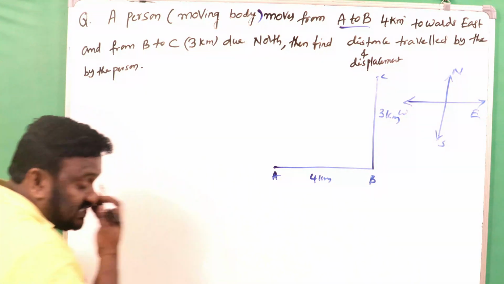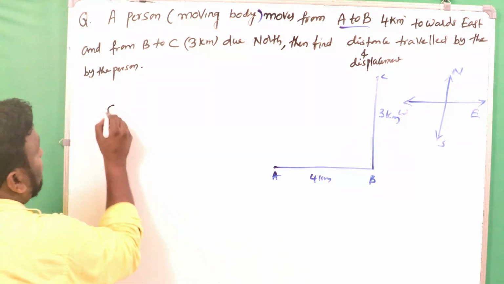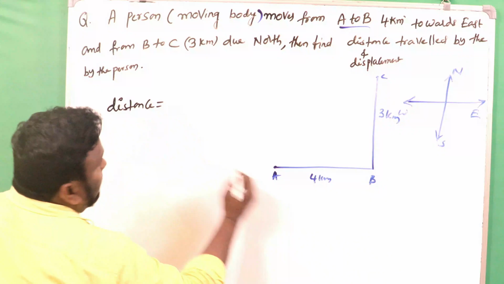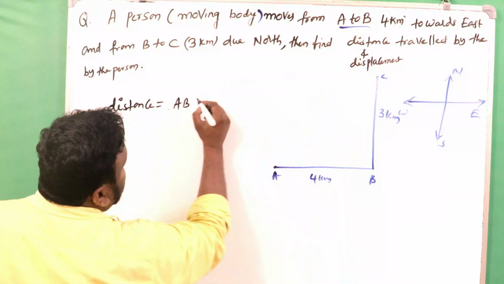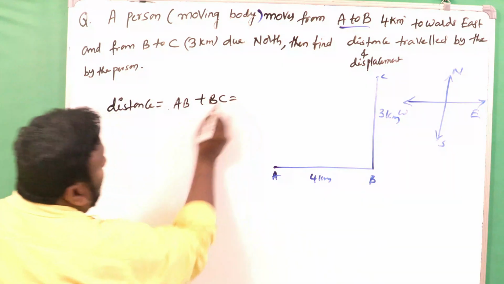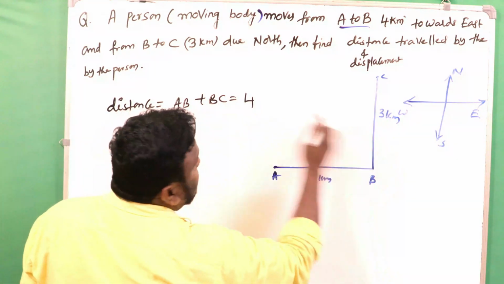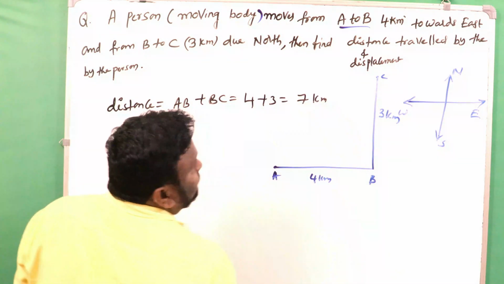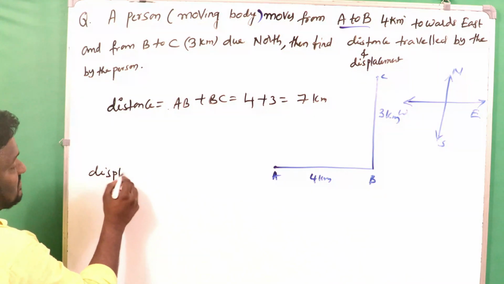So what is the distance? Path followed by the body is called distance. Here simply we can write distance is equal to, what is the path here? First he was moving along A to B and again B to C. AB how much distance? 4 kilometers and BC 3 kilometers. 4 plus 3, 7 kilometers. Clear? And now what do you have to find out? We want to find out the displacement.